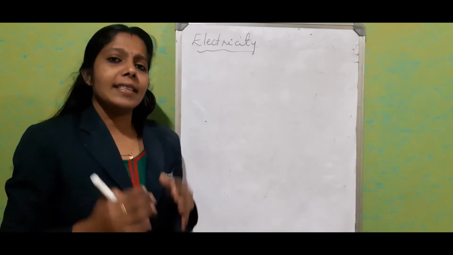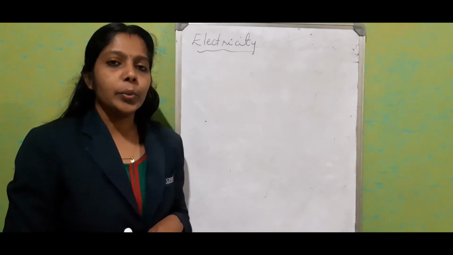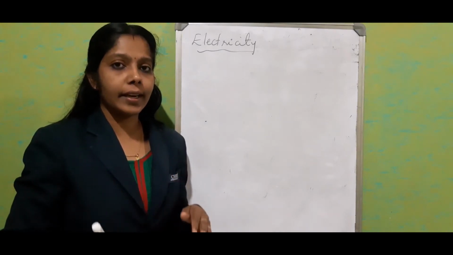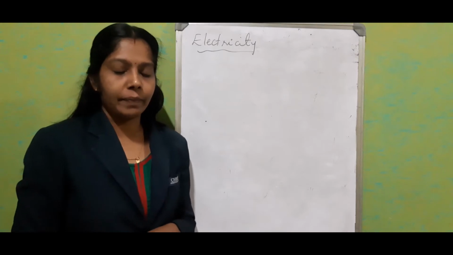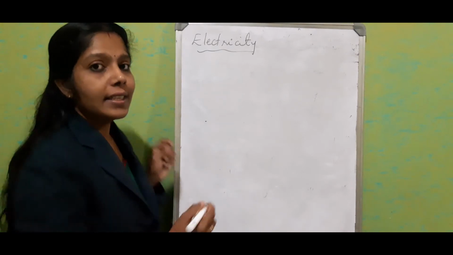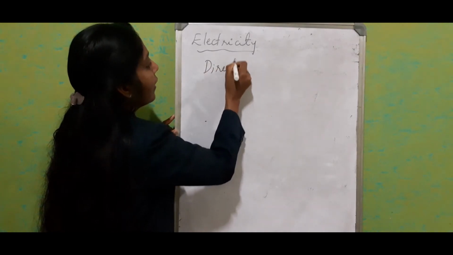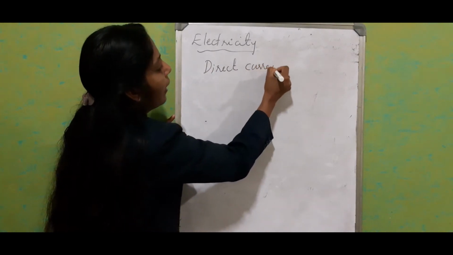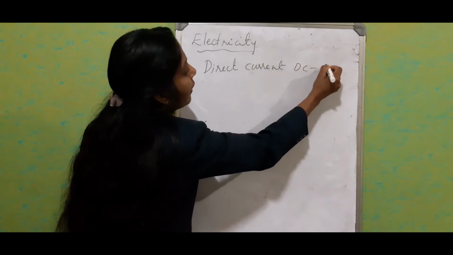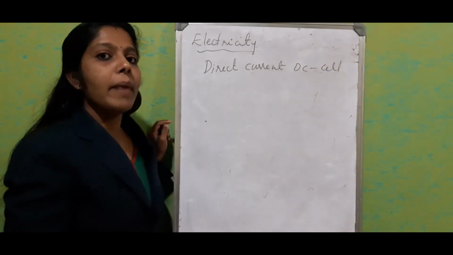A cell or a battery gives us continuous current for a particular time. So we call it DC, or direct current. Direct current, or DC, is given by a cell or battery.